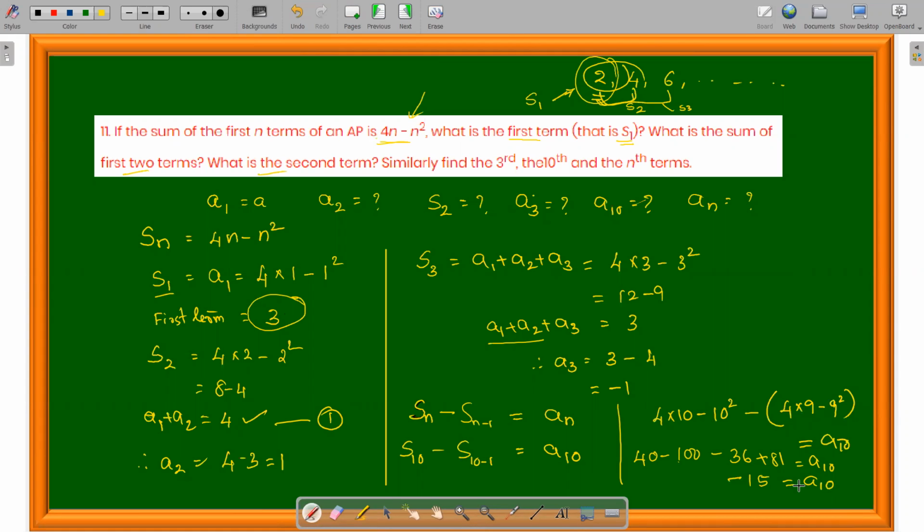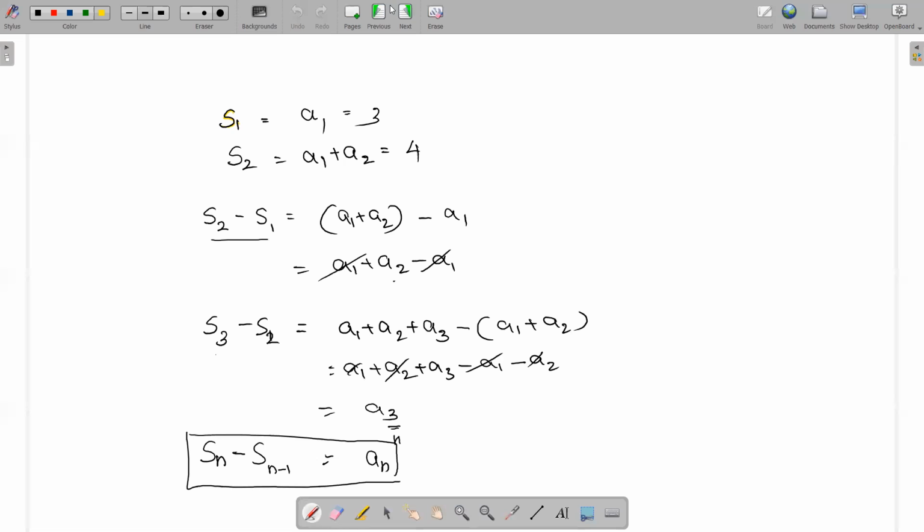Understood? Yeah. Now the last term we can write the same way. The next page I'm taking that one. Here. Sn minus 1, yes, this one. An is also asked to find out. So with that we can write an is equal to Sn, that means 4 into n minus n square, minus Sn minus 1, so 4 into n minus 1, minus n minus 1 the whole square.